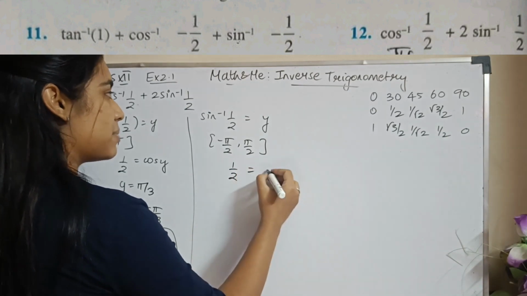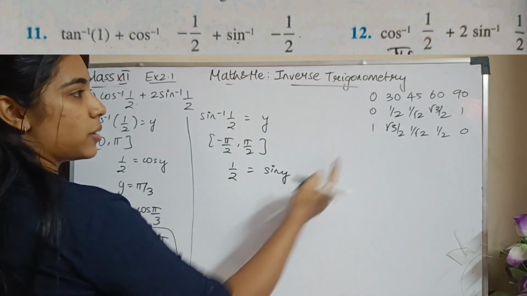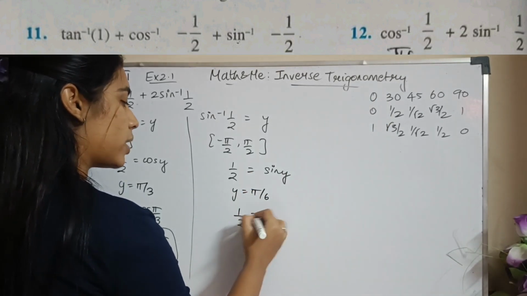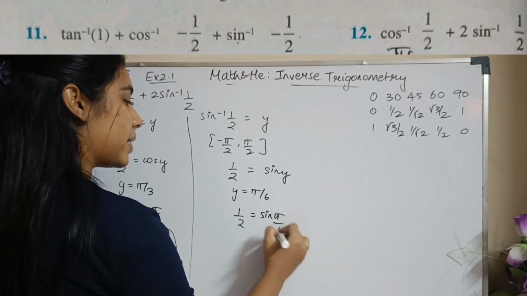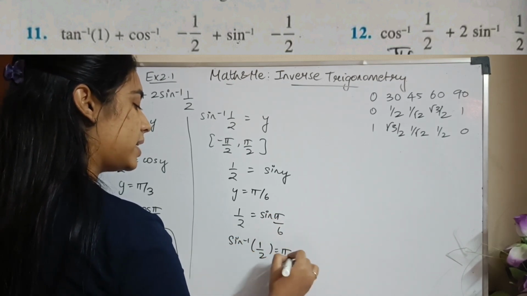What is my first step? 1 by 2 equals sine y. So what value of y is it? 1 by 2 is 30 degrees. So y equals pi divided by 6. So 1 by 2 equals sine pi by 6. So sine inverse of 1 by 2 is going to be pi divided by 6.